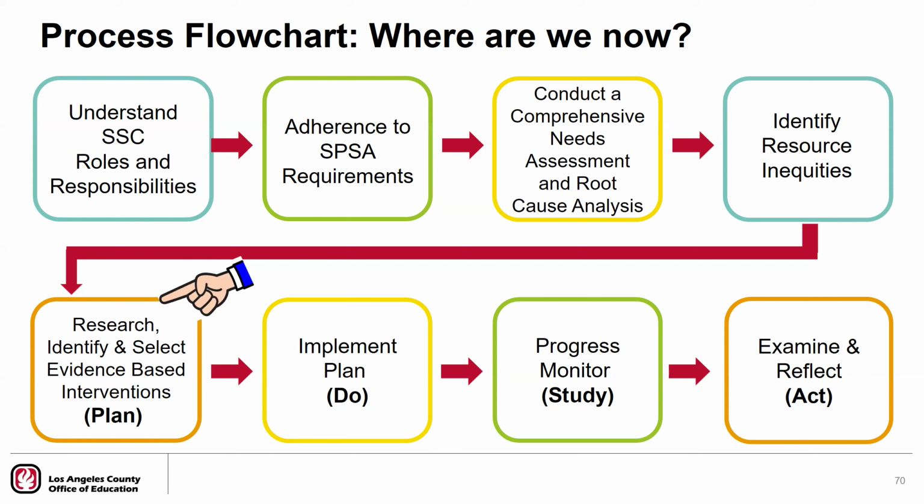And now moving along this graphic, we're ready to research, identify, and select evidence-based interventions that will support the needs of our students and support equity in outcomes. The cycle will continue with the implementation of the selected interventions, monitoring their progress, and examining and reflecting on their results, all documented within the school plan for student achievement.